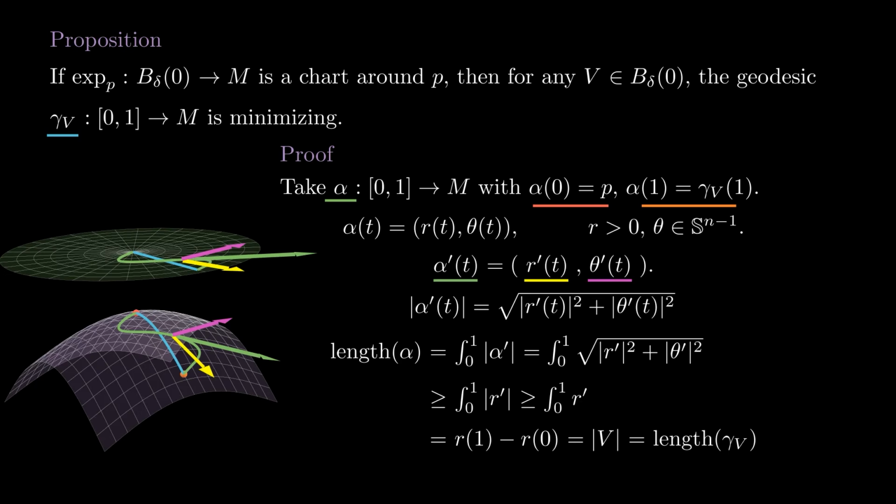This shows that alpha is at least as long as gamma v, with equality only if alpha is a reparametrization of gamma v. This proves the proposition, but actually we prove something much stronger. There is a unique minimizing curve connecting those 2 points, and that curve is a geodesic.